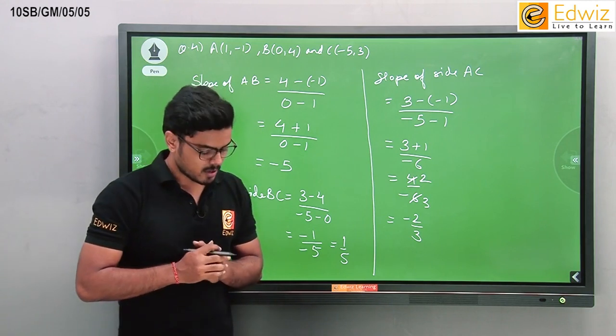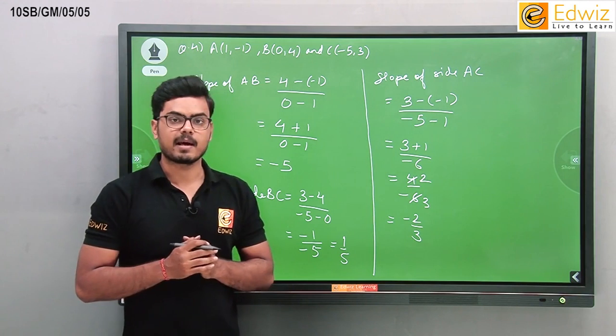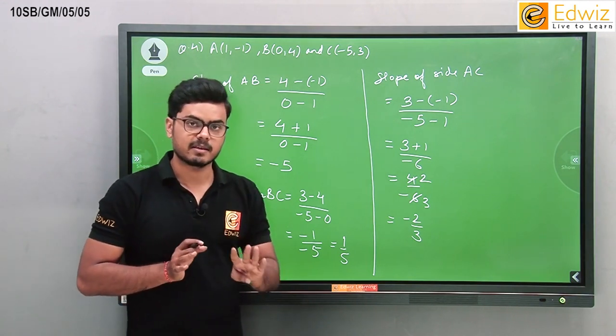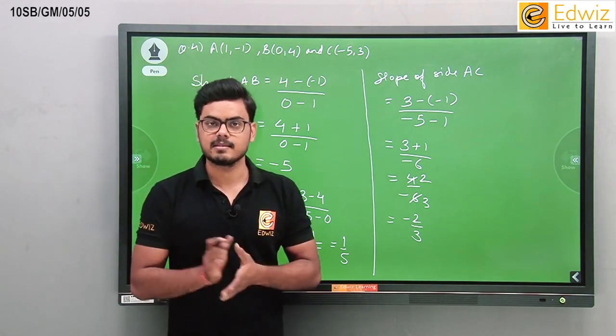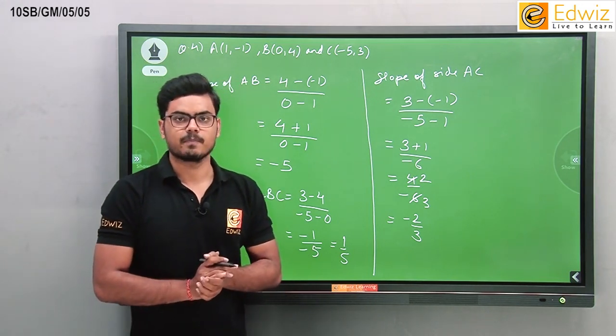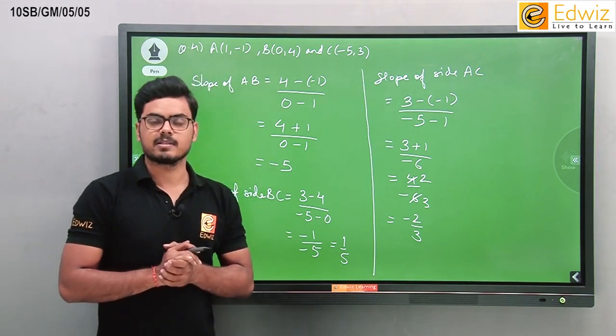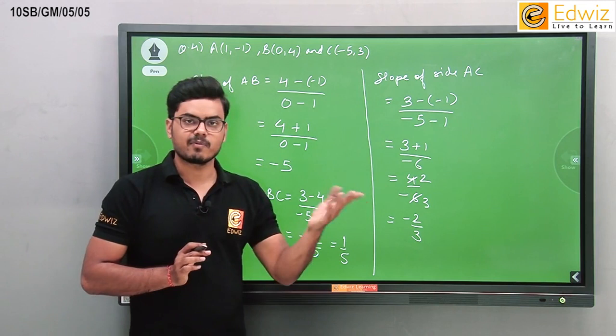Question number 5. Show that A, B, C and D are the vertices of a parallelogram. So there are 4 vertices given to you. Points A, B, C and D, all given separately. We have to prove that they are vertices of a parallelogram. Now remember, you had a question like this in the first practice set of this chapter, but we used the distance formula at that time.